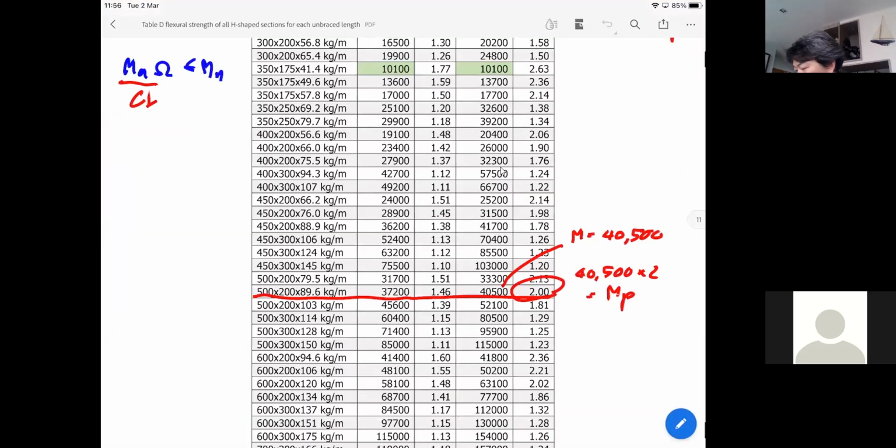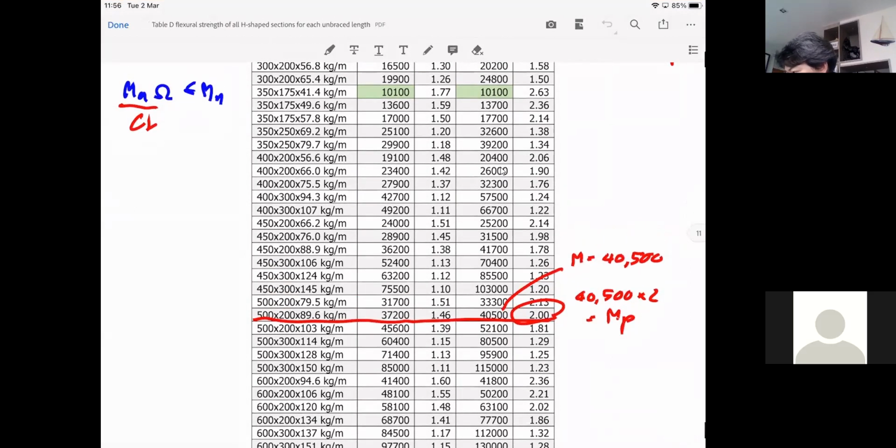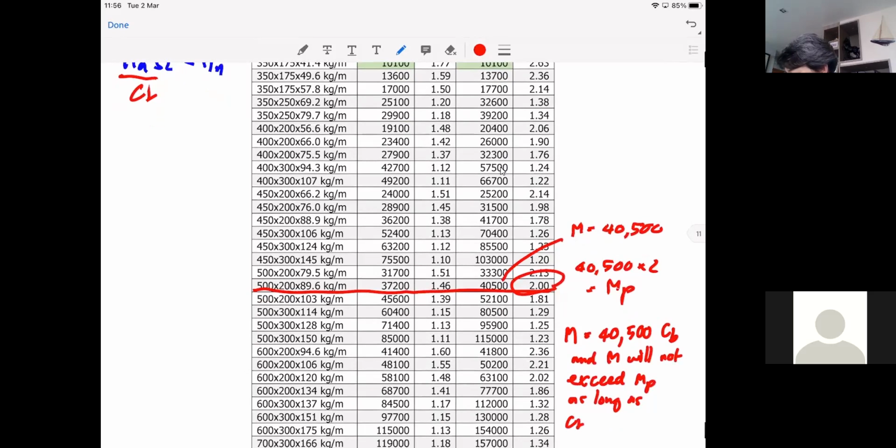All right, so that means your moment capacity, for this beam and this unbraced length, is equal to 40,500 multiplied by CB, and M will not exceed MP as long as CB does not exceed 2. Okay, when you have CB exceeding 2, that means you have reached MP and you cannot go beyond that.